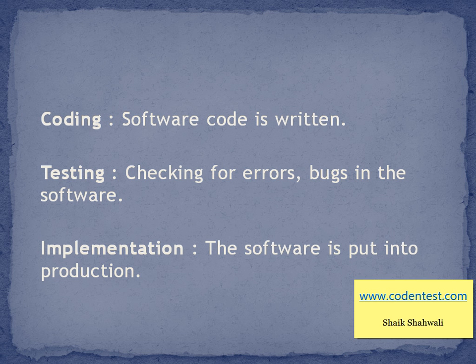The next one is implementation, and in this phase software is put into production where it runs the actual business, that is software is used by the client in real time. And yes, some call this implementation as installation, which is okay. Implementation and installation is one and the same.